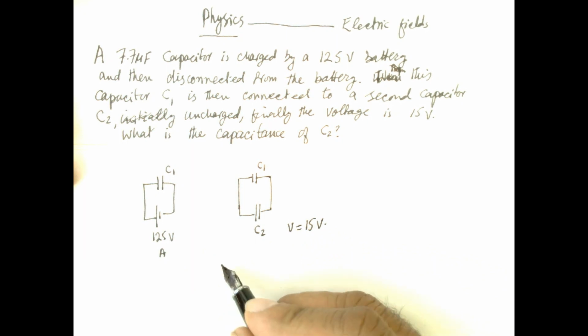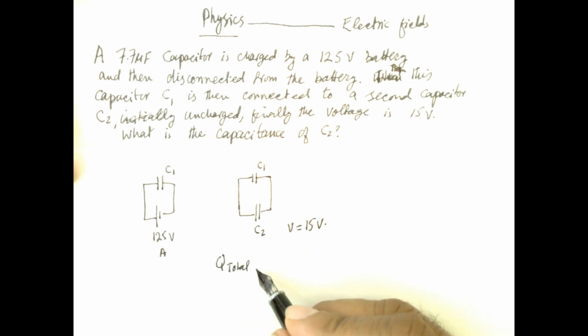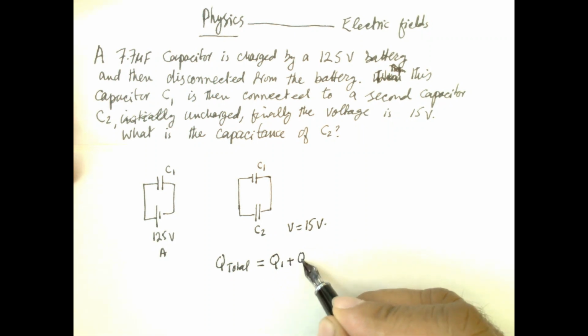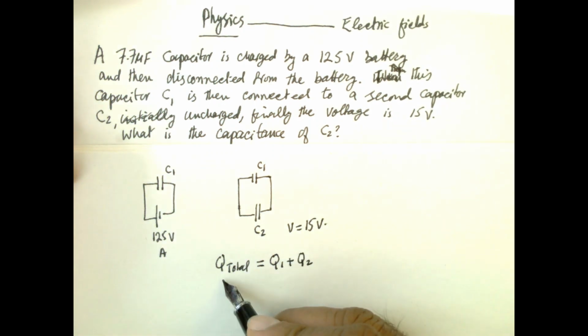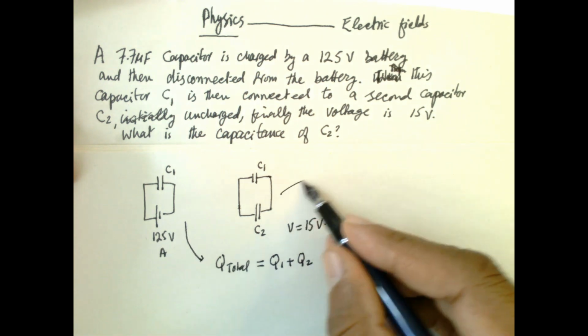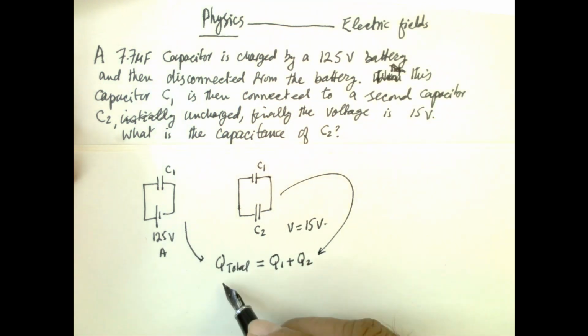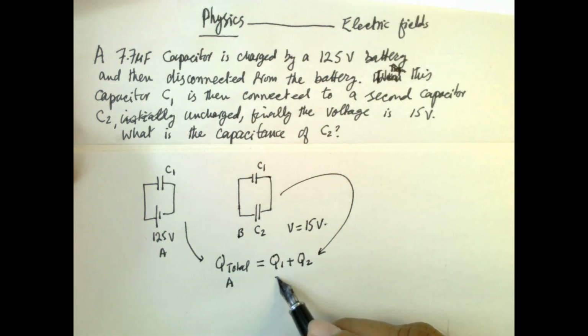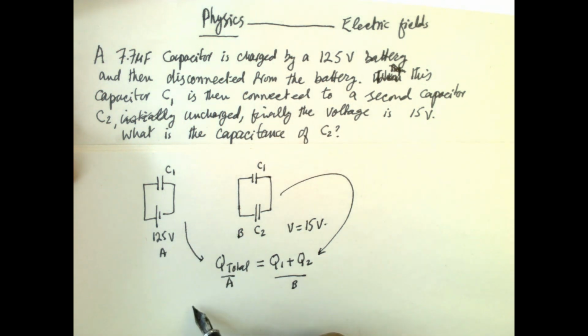So the total charge here is Q1 plus Q2. So this is the initial stage, and this one is the final stage. Initial is stage A, and this is stage B. In this one Q is equal to CV. So this one is C1 and V1 initial.